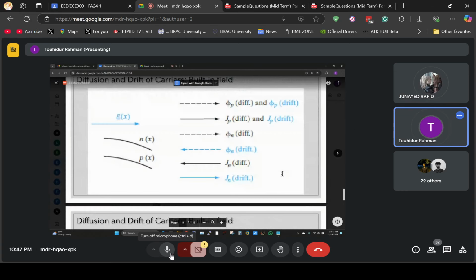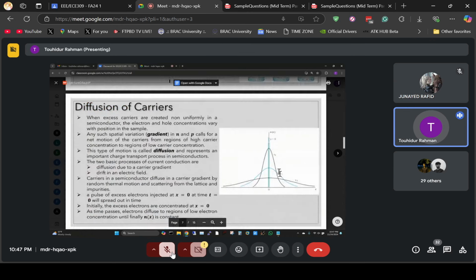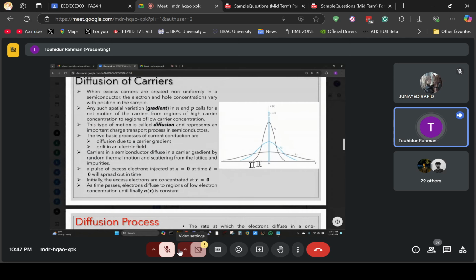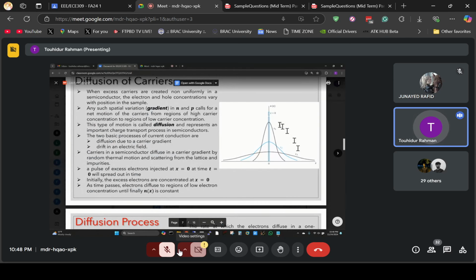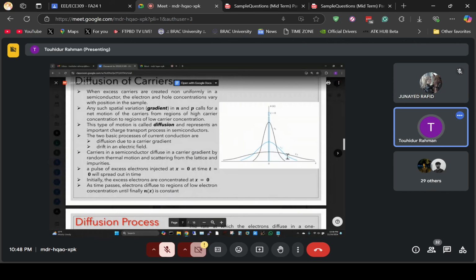Let me explain. In this particular case we are dealing only with diffusion. There is no recombination. But if we add recombination, then we will lose carriers, which means this spread will not be that large because we are losing carriers.